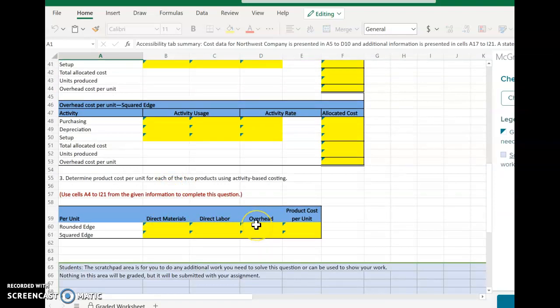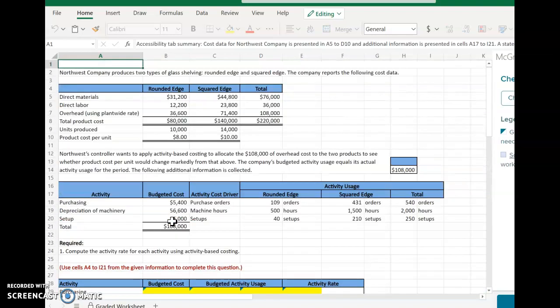So the overhead cost per unit we've calculated here. We'll need to get the direct material cost per unit and the direct labor cost per unit for rounded edge and squared edge. And so you'll get that up above. So we've got the total direct materials, and then you'll have to divide by the units produced. The total direct labor divided by units produced. And you'll do the same thing for squared edge.